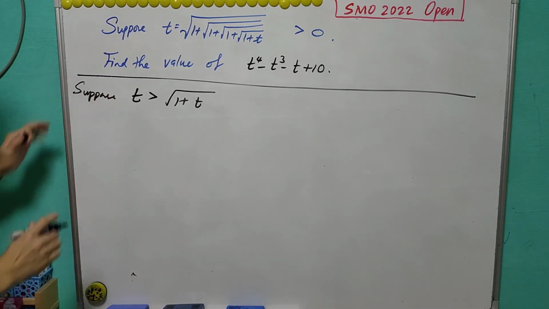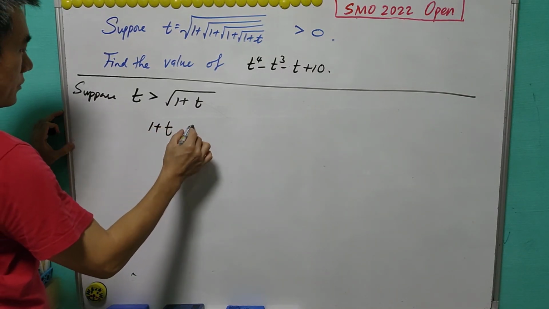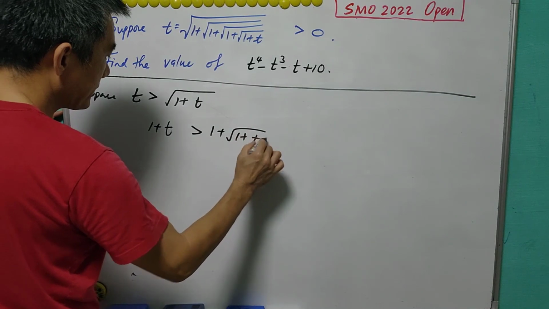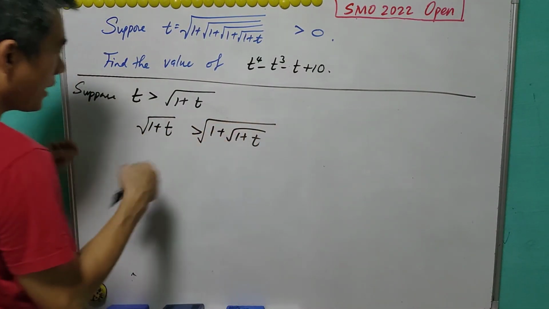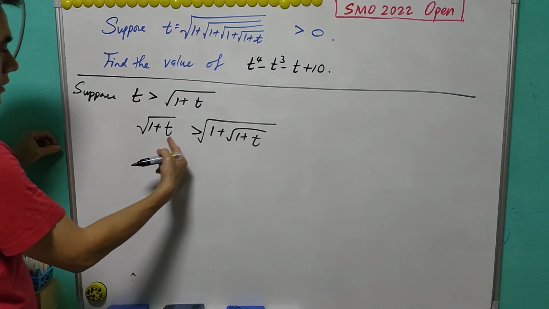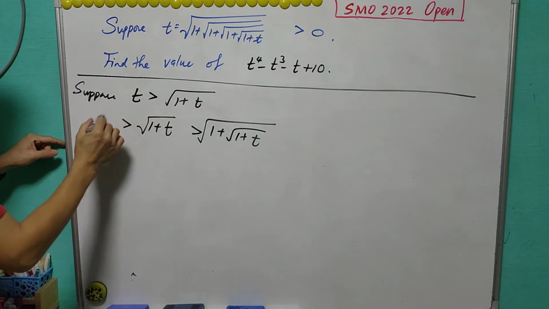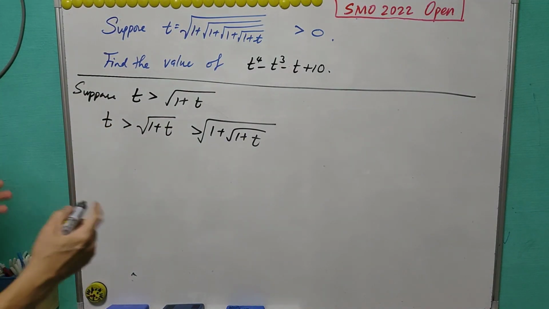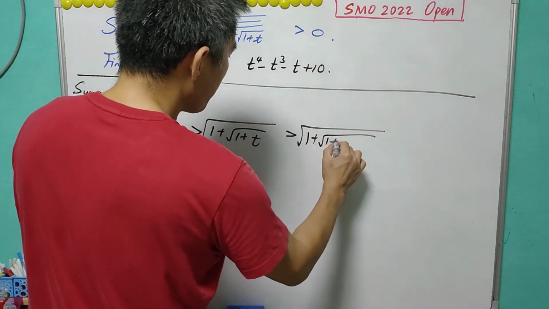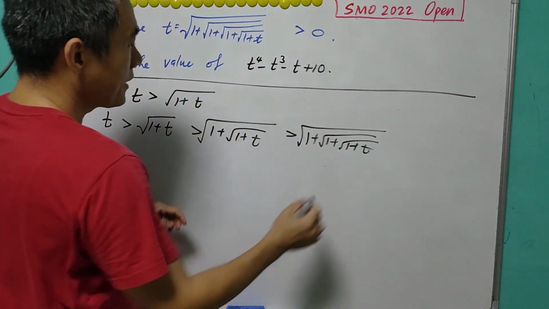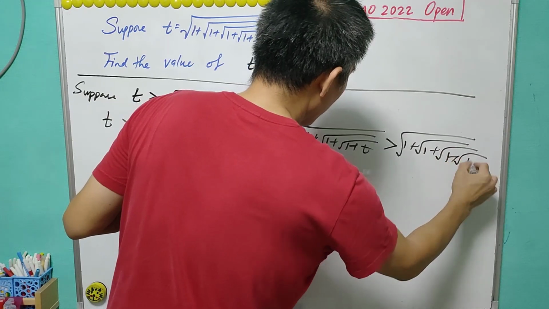Suppose t is greater than the square root of 1 plus t. Then we will have 1 plus t greater than 1 plus the square root of 1 plus t. And since both are positive, we can take the square root. And we will have the square root of 1 plus t greater than the square root of 1 plus the square root of 1 plus t. And this itself is less than t. And we can proceed and get that this is greater than the square root of 1 plus the square root of 1 plus the square root of 1 plus t. And this will be greater than the square root of 1 plus the square root of 1 plus the square root of 1 plus the square root of 1 plus t.